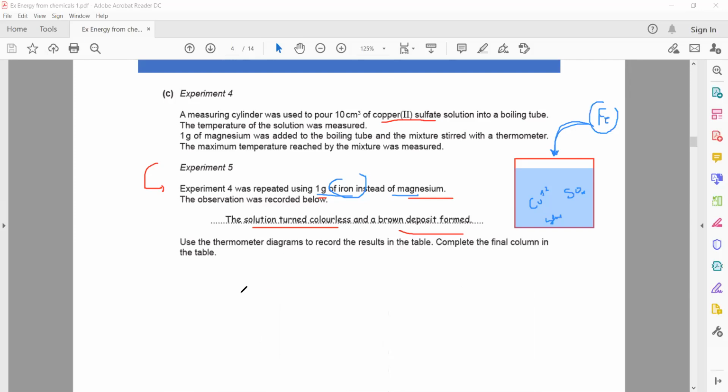The overall reaction is iron added to copper sulfate. Iron will displace the copper because iron is more reactive, so it will form iron sulfate plus copper metal. So what is this brown deposit? The brown deposit is the copper metal. And the iron sulfate is the solution.